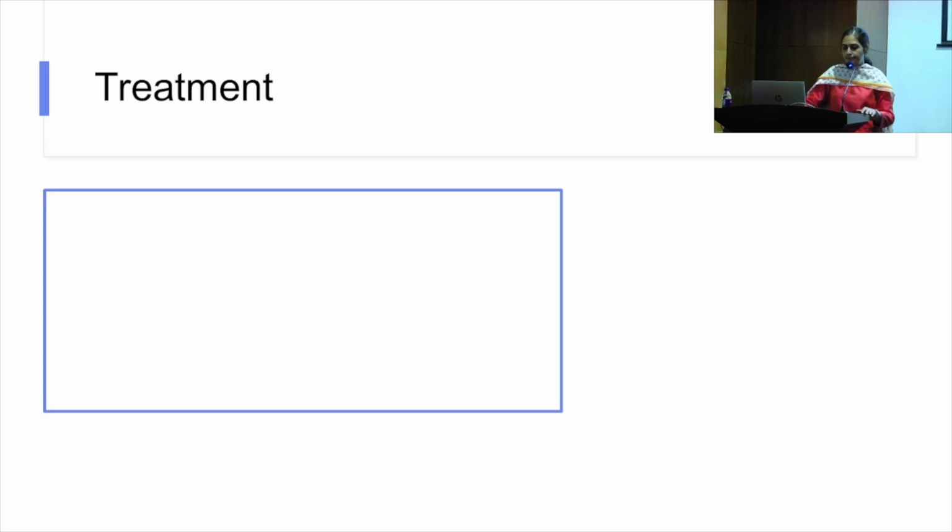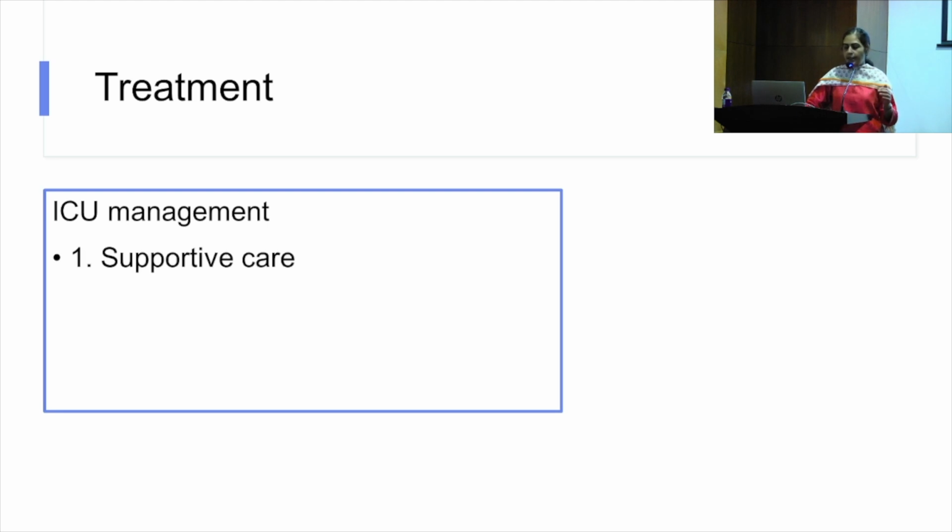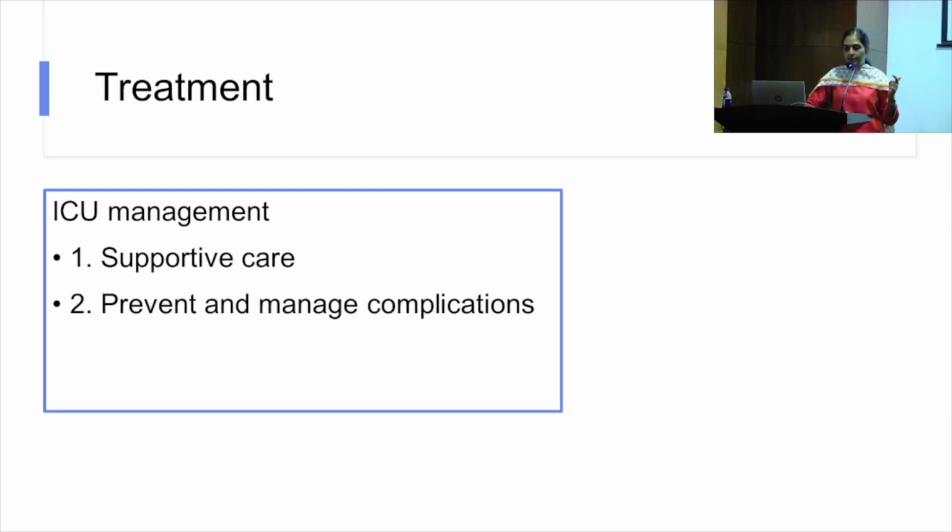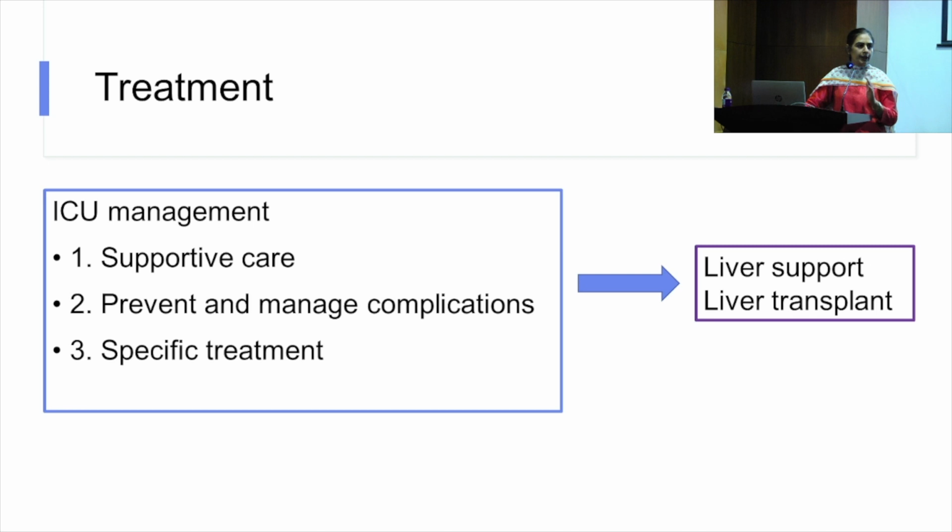So treatment, yes, all these patients need to be admitted in the ICU. There's no doubt about it. I don't think these patients can be monitored so closely outside the ICU. In the ICU, first is supportive care. You need to prevent and manage complications. They develop multi-organ failure, and specific treatment if you have identified the etiology. If our medical management fails, you may need to provide liver support, and liver transplant has to be considered. So this is, in brief, the treatment.